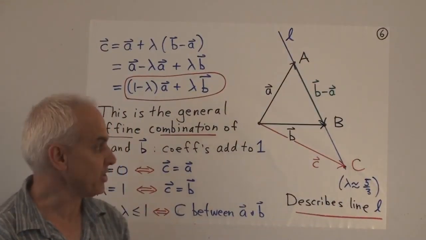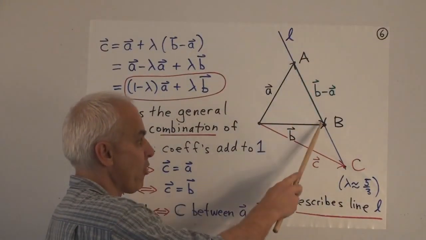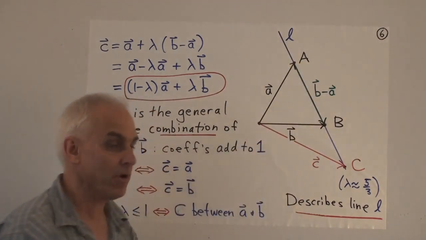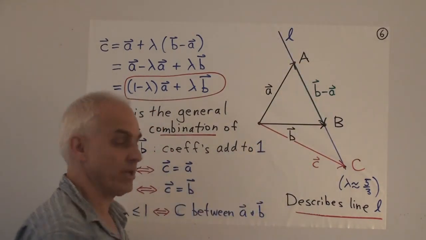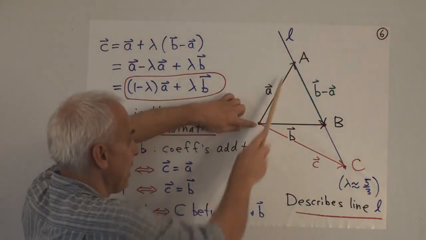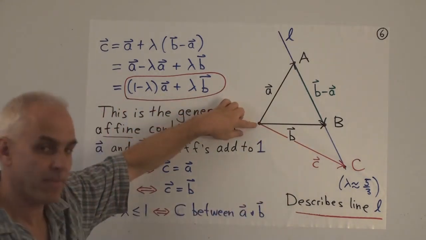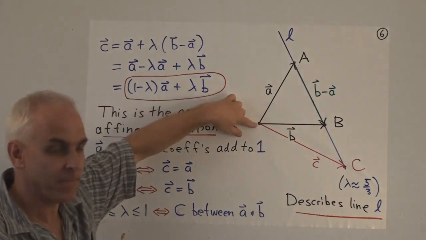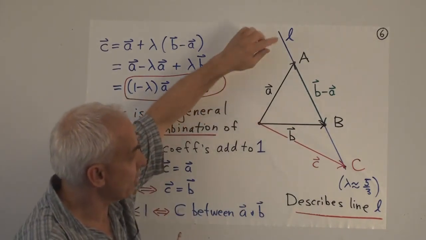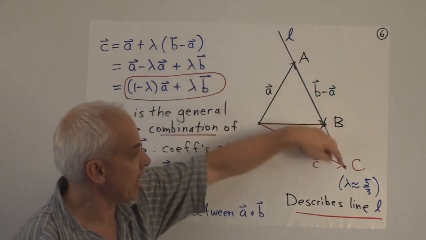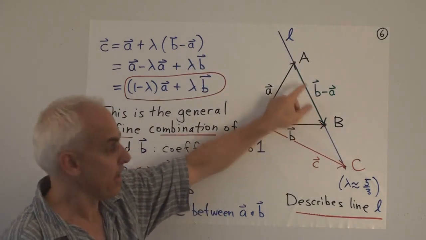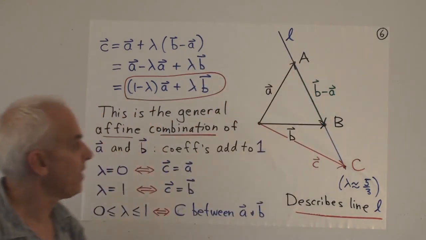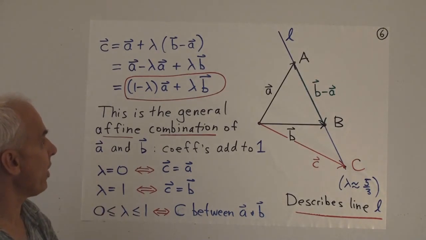So here's the general situation. There's our point A and our point B on the line L as before. There's our observer point, the vector A, the vector B. There's the vector B minus A. And I want to consider a point C that's somewhere on this line. It doesn't have to be in between here, but it's somewhere on this line, described the following way.